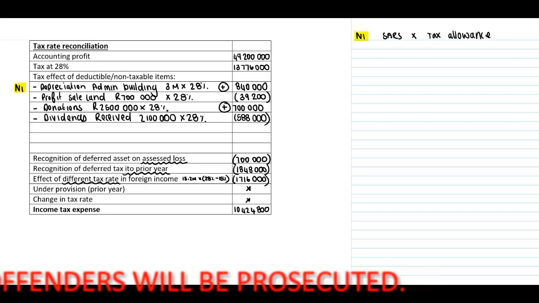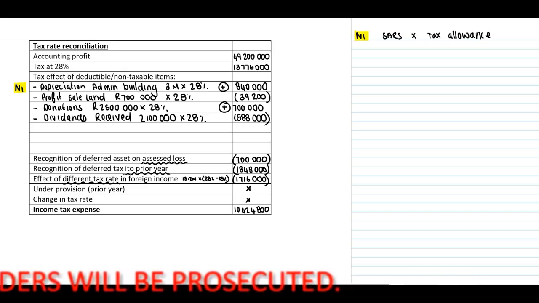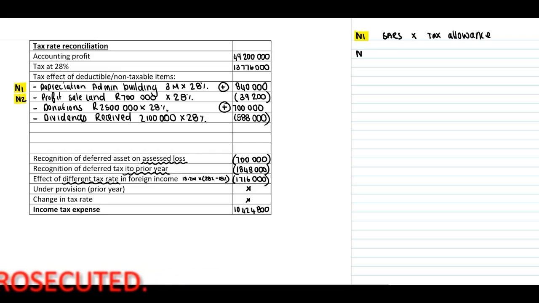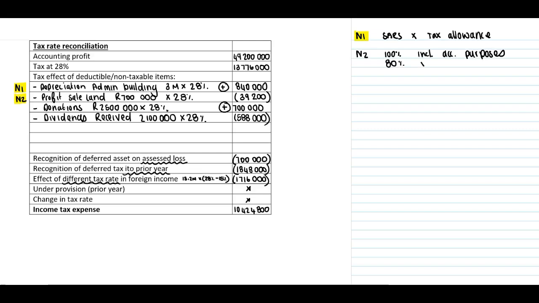Note number 2, when you look at profit on the sale of land, remember we have 100% included in our accounting profit. But for tax purposes, we may only include 80%. Now, this is what you need to explain, guys. You need to explain 100% included for accounting purposes. Remember, no abbreviations. However, for tax purposes, we may only include 80%. Therefore, we had to take out 20%, and therefore this 20% is our reconciling item.